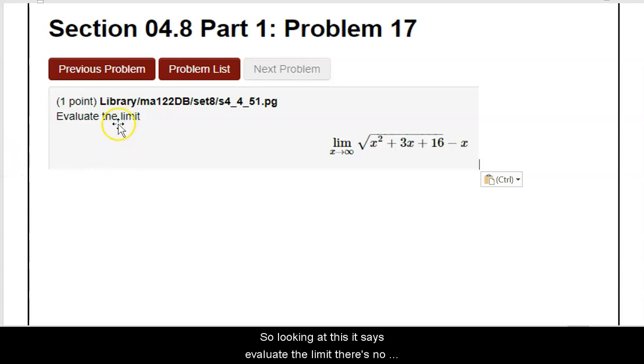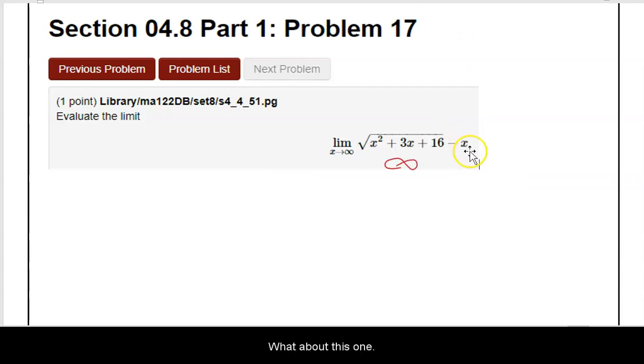Looking at this, it says evaluate the limit. There's no indication that it's going to be L'Hopital's, although you know it's in that section, so probably it is. The first thing you would do is try to imagine, what would happen if I plug this in? What does this graph look like as I go to infinity? Well, x squared goes to infinity, 3x goes to infinity, and if I add two infinities, I still have infinity, and infinity plus 16 is still infinity, and the square root of infinity is still infinity. So it looks like this one is approaching infinity.